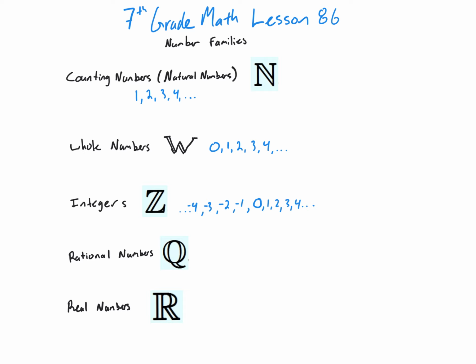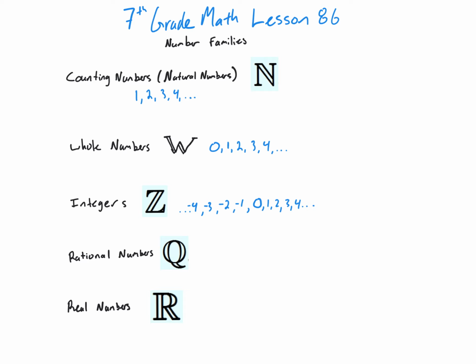Okay, now before we keep going, notice that every number of the counting numbers, the natural numbers, is also a member of the whole numbers. And every member of the whole numbers and the counting numbers is also a member of, or part of, the integers. Oh, and for integers we use a Z. Don't ask why, that's just the way we do.